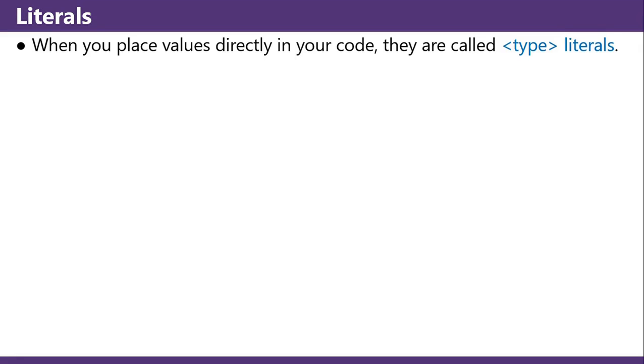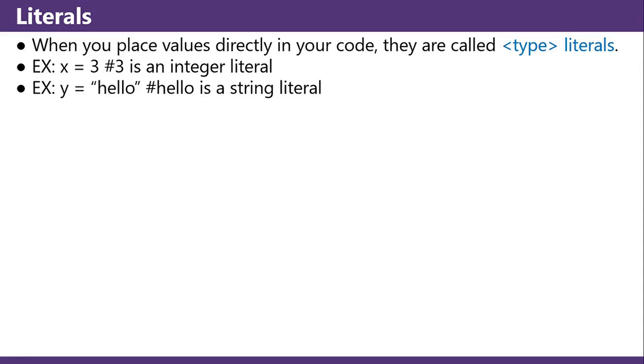Literals. When you place values directly in your code, they are called type literals, so int literal, char literal. Example, x equals 3. 3 is an integer literal, and that hashtag on that line, that's how you make a comment in Python. Another example, y equals hello. Hello is a string literal. Char z equals a. A is a character literal.